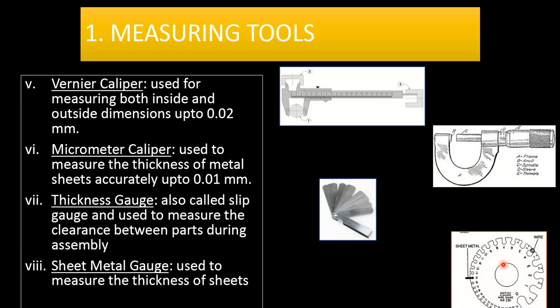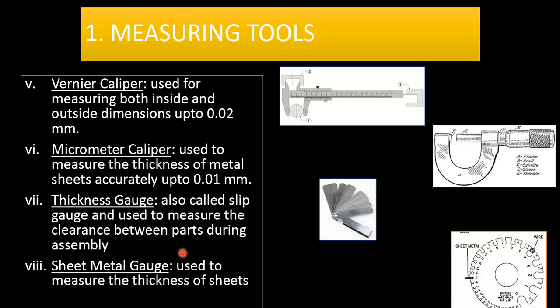After these measuring tools, we have more advanced tools, such as vernier calipers. Then we have the micrometer. Vernier calipers and micrometers are commonly used to measure up to an accuracy of 0.02 mm for vernier calipers and 0.01 mm for the micrometer caliper. So this can measure very minor dimensions as well. These are very accurate. The precision level is very high for these two calipers.